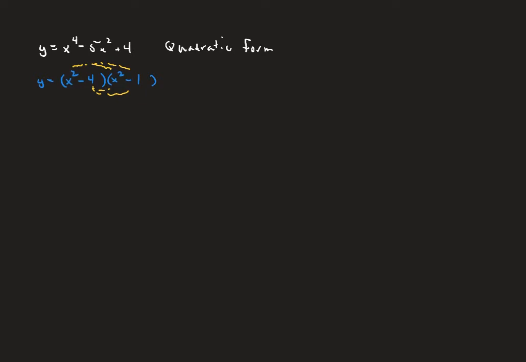Now we can factor more because both the x squared minus 4 and the x squared minus 1 are difference of two squares, so each of those can be factored further into an x minus 2 and an x plus 2, and an x minus 1 and an x plus 1. Now it's in factored form. We factored it completely. Now we're ready to go to the graph, and we can see where the x-intercepts are going to be.